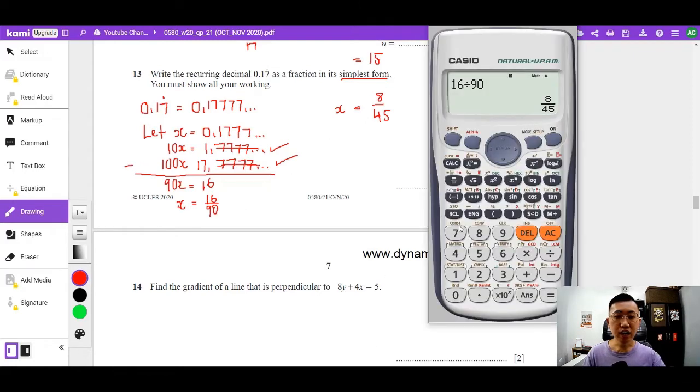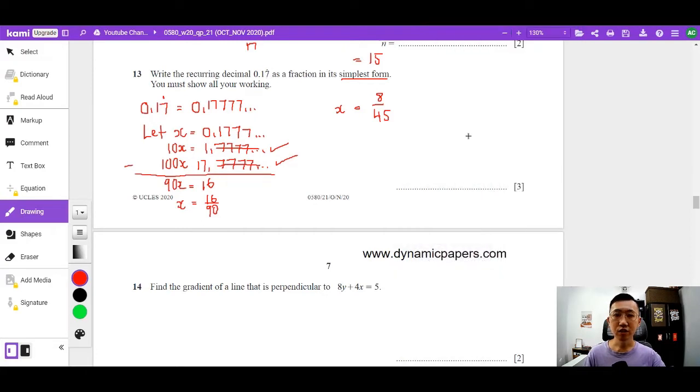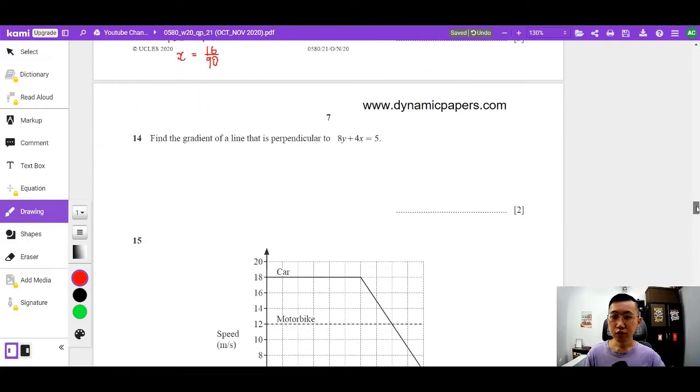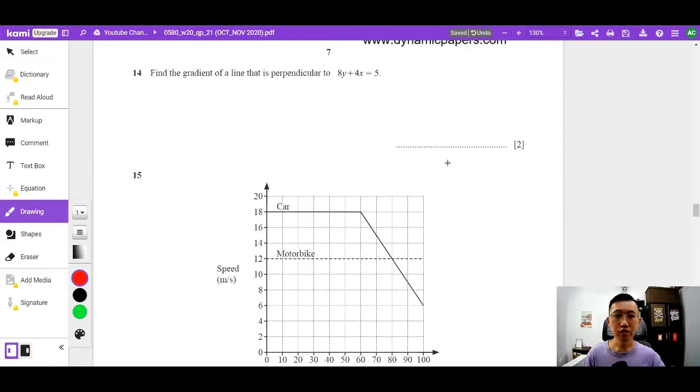One last time, I'm going to check my answer by clicking on this button right here. So you can see it's matching with the original question. Therefore, I'm super confident this is correct. So log in our final answer, 8 over 45. There you go, that is the final answer. Okay, let's move on to question 14.